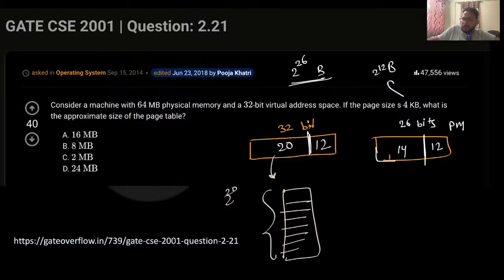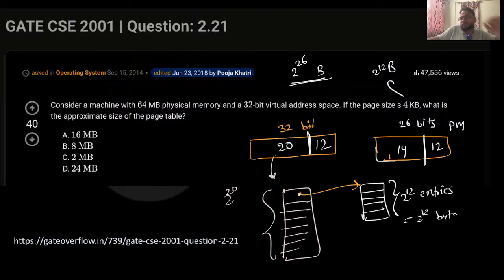Now they're asking about this page table size. What it is storing? That's very important. It is pointing to something that is having 2 power 12 entries, right? In general it is 2 power 12 entries, but since it is the last level, it is just 2 power 12 bytes. So since it is storing 2 power 12 bytes, it is pointing to something which is basically storing 2 power 12 bytes.